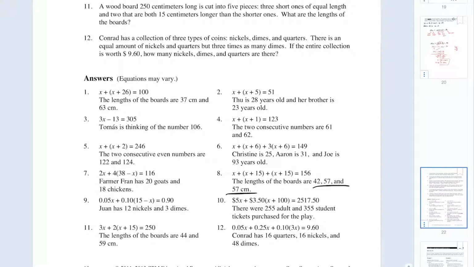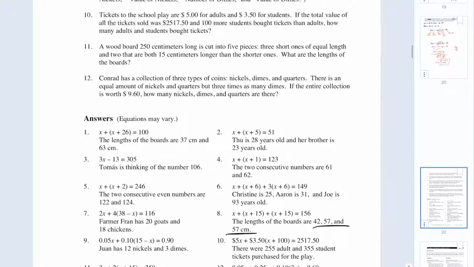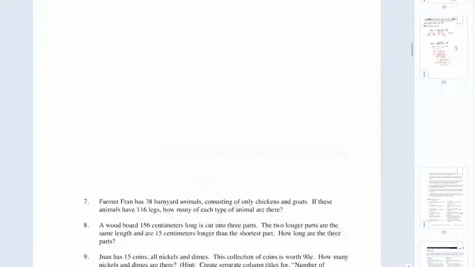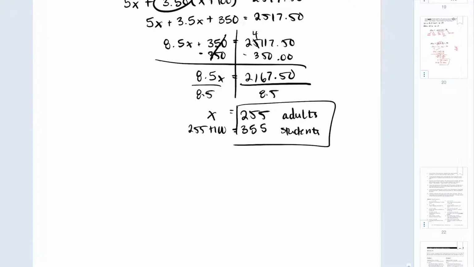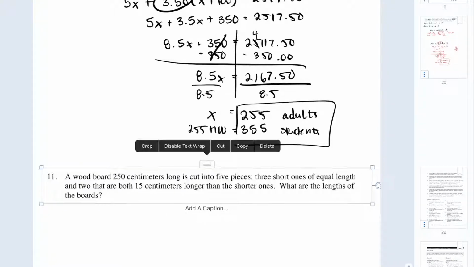Let's double check our work. Number 10, number 10, number 10. Excellent, yes. All right, two more to go. Number 11, we're back to wooden boards.